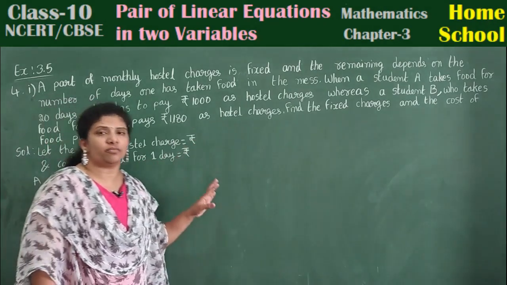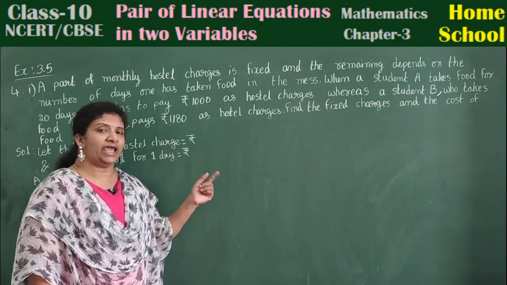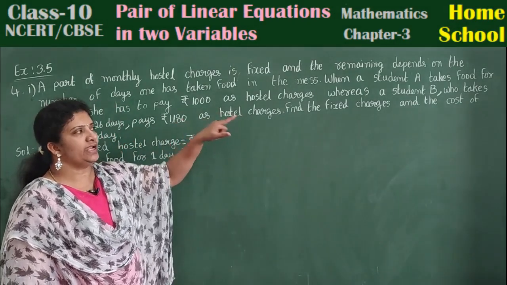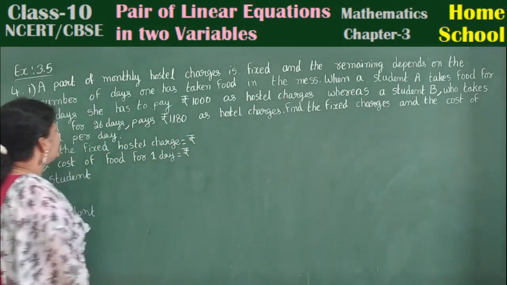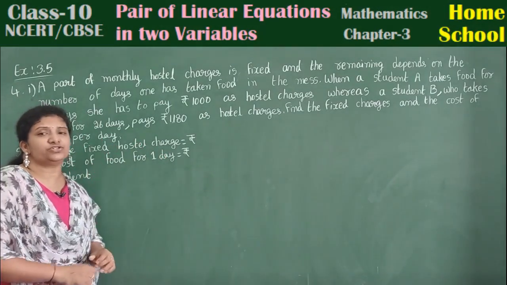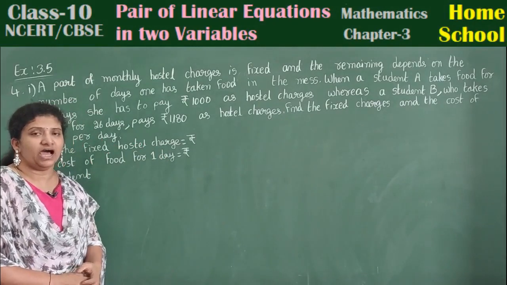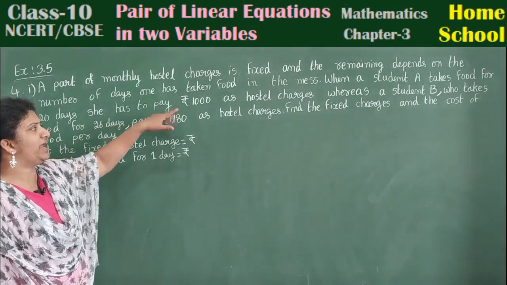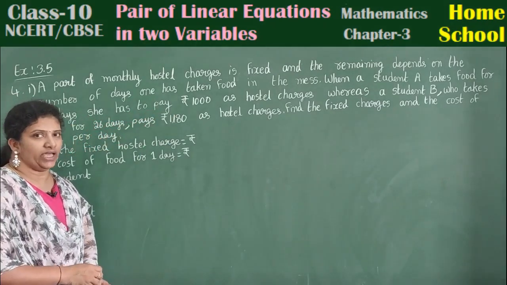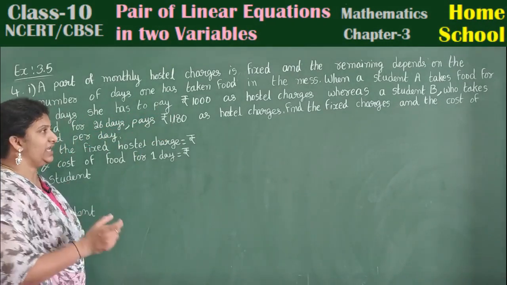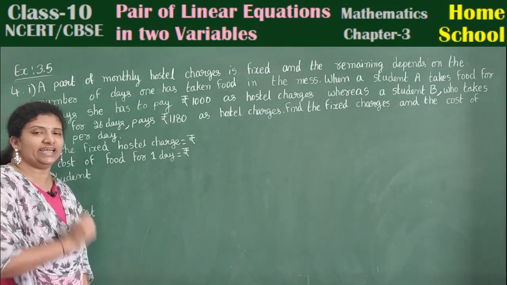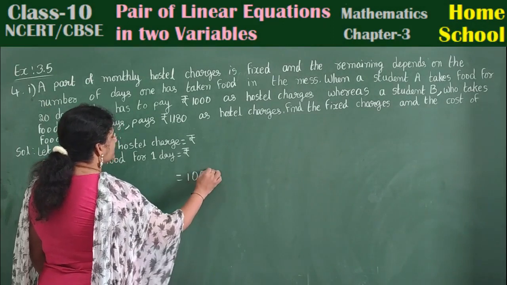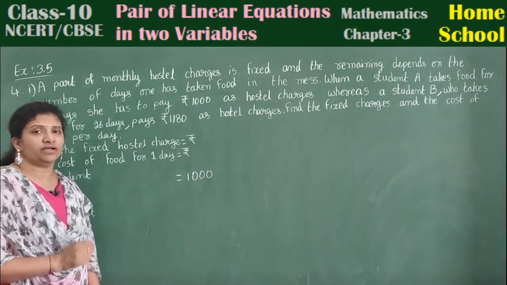We are talking in this problem about two students, student A and student B. First, we are going to start framing the equation with student A. Student A takes food for 20 days. How many days student A is taking food? 20 days. How can you frame the equation here? Let's complete the sentence. She has to pay ₹1,000. Okay, student A is a girl. She has food for 20 days. And she is going to pay an amount of 1,000 rupees.